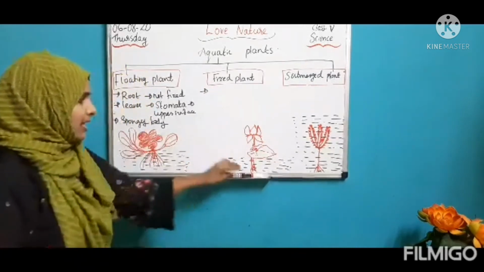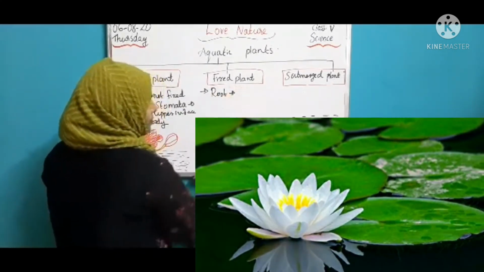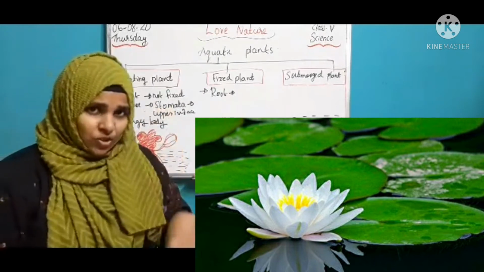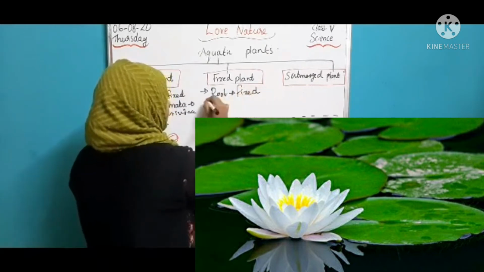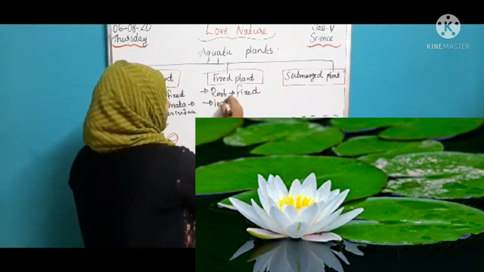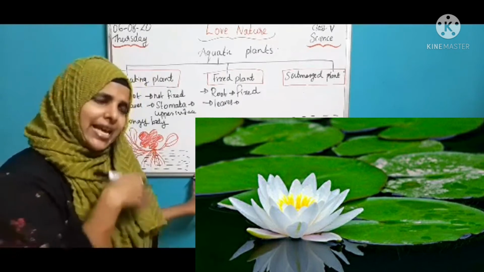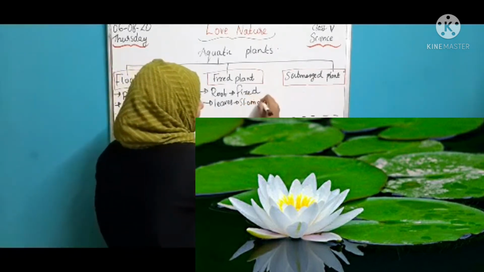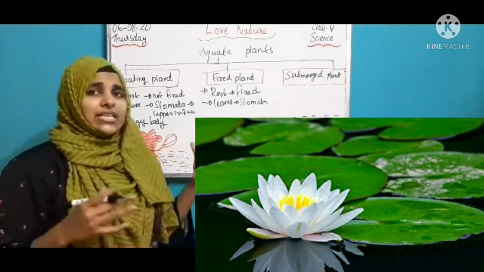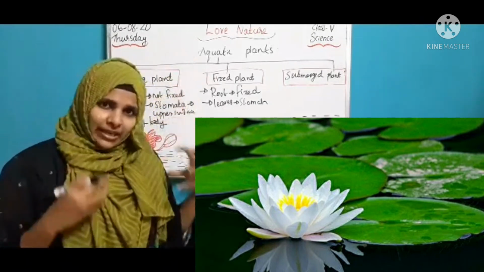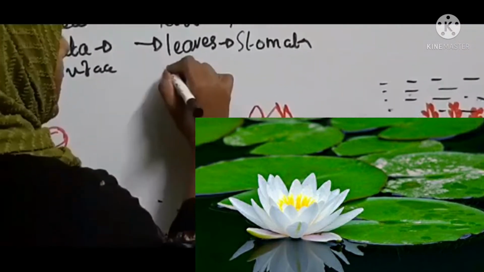For example, when we take the lotus, first I am going to take its root. In its root, it is fixed to the soil. What about its leaves, children? Its leaves also have stomata on the upper surface of the leaf, so they can easily exchange the gases. Then its leaves are very widespread, disc-shaped leaves. That means it can easily take the sunlight.